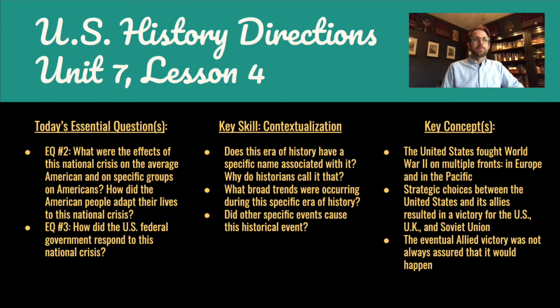Here are our concepts. The United States fought World War II on multiple fronts, in Europe and in the Pacific, so that's what makes it a world war. It wasn't just Europe, it was fought in the Pacific as well. Strategic choices between the US and its allies resulted in a victory for the US, the United Kingdom, and the Soviet Union. So we win World War II along with our old allies Britain and then the communist Soviet Union, and that's going to set up some major conflicts for after World War II.